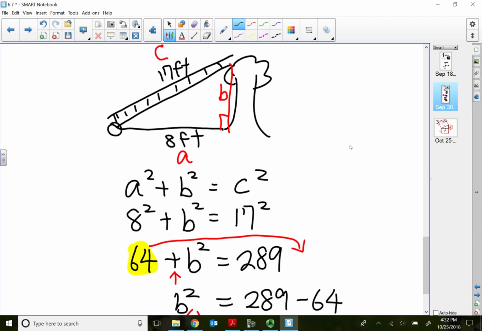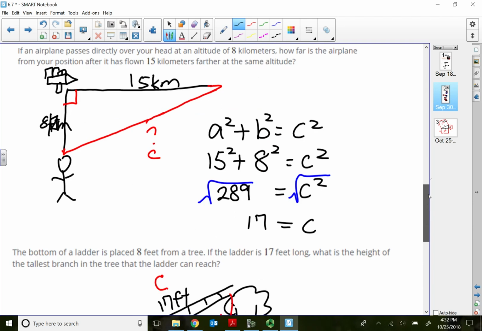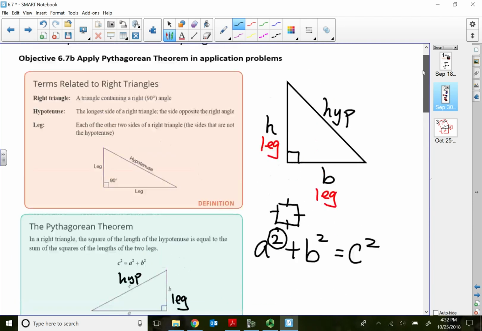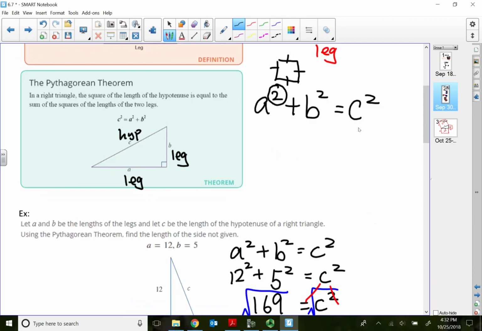All right, in this lecture video we explained what the Pythagorean theorem is, what it really means, and we did some applications using it. Normally we use the Pythagorean theorem to find the missing side of a right triangle.